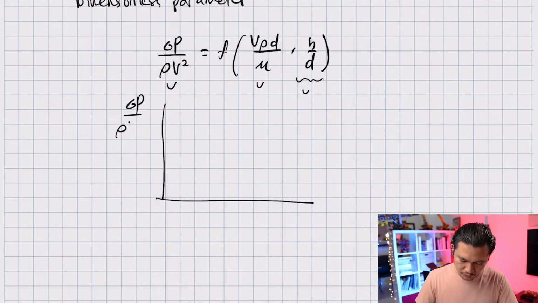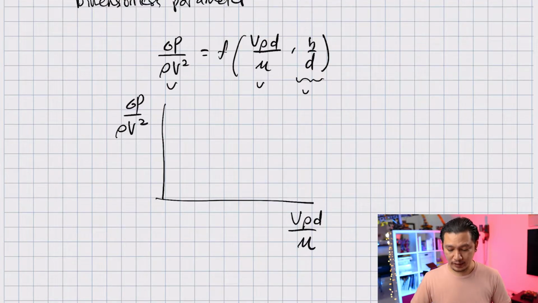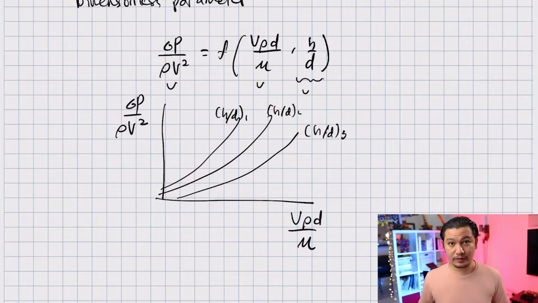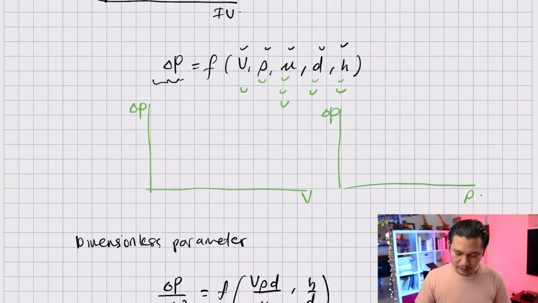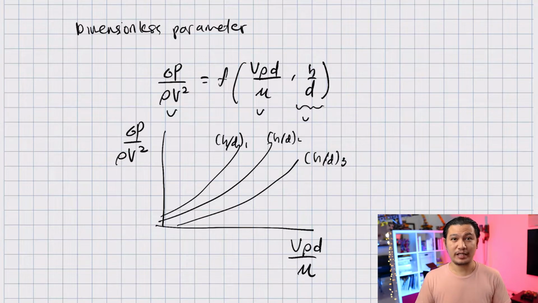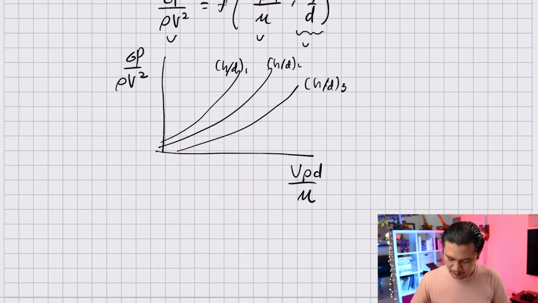delta P over rho V square against V times rho times D over mu, and then plot the graph according to the ratio of H over D. Say this is H over D1, this is H over D2, and H over D3. And that's it. You only have to plot this one graph and you have actually figured out the relationship between this pressure drop and these independent variables. But of course, you do not do it individually. You do it in groups. And this is why dimensionless parameters are very important in experimental work. And if you notice here, this group of variables is simply called Reynolds number.